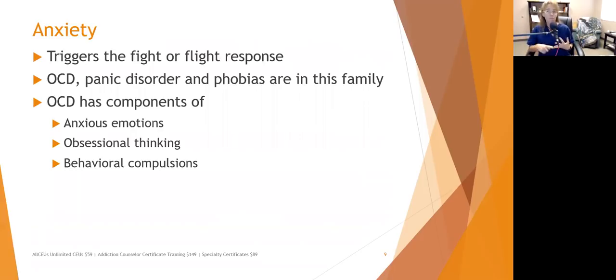Obsessive compulsive disorder, panic disorder, and phobias all kind of fall under this anxiety umbrella. One thing that's interesting about obsessive compulsive disorder is it has components of anxious emotions, so it has an emotional component, obsessional thinking, so it has a cognitive component, and behavioral compulsions. When people have OCD, they start getting very, very worried and very, very anxious that something bad is going to happen if they don't do something. And in order to make those thoughts go away, they have to do that, like check the door or check the stove. And that helps them feel a little bit calmer for a short period of time.